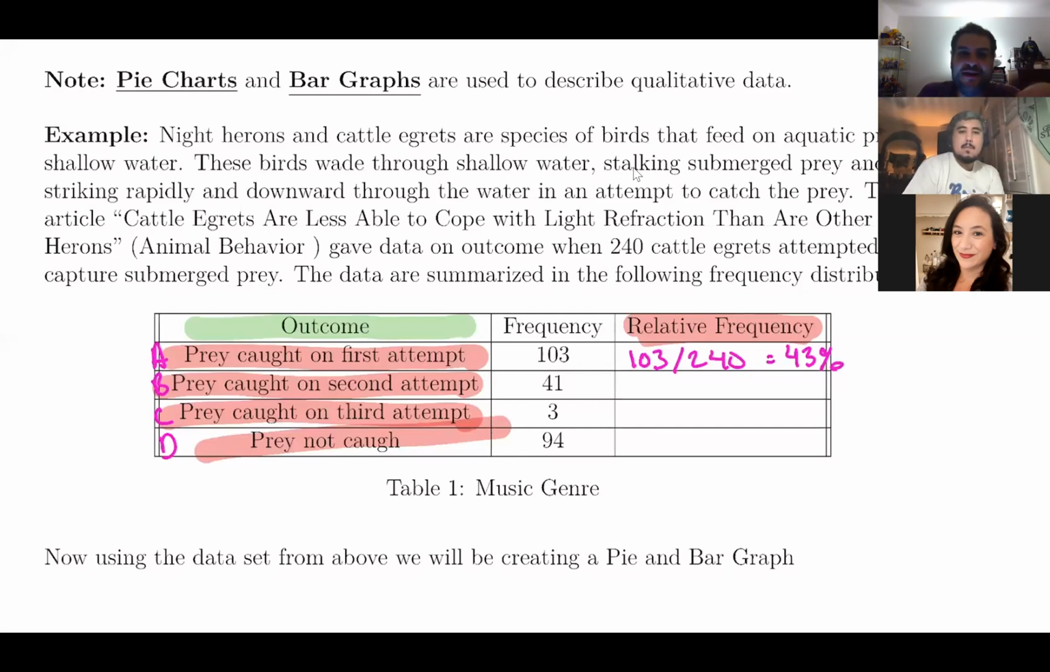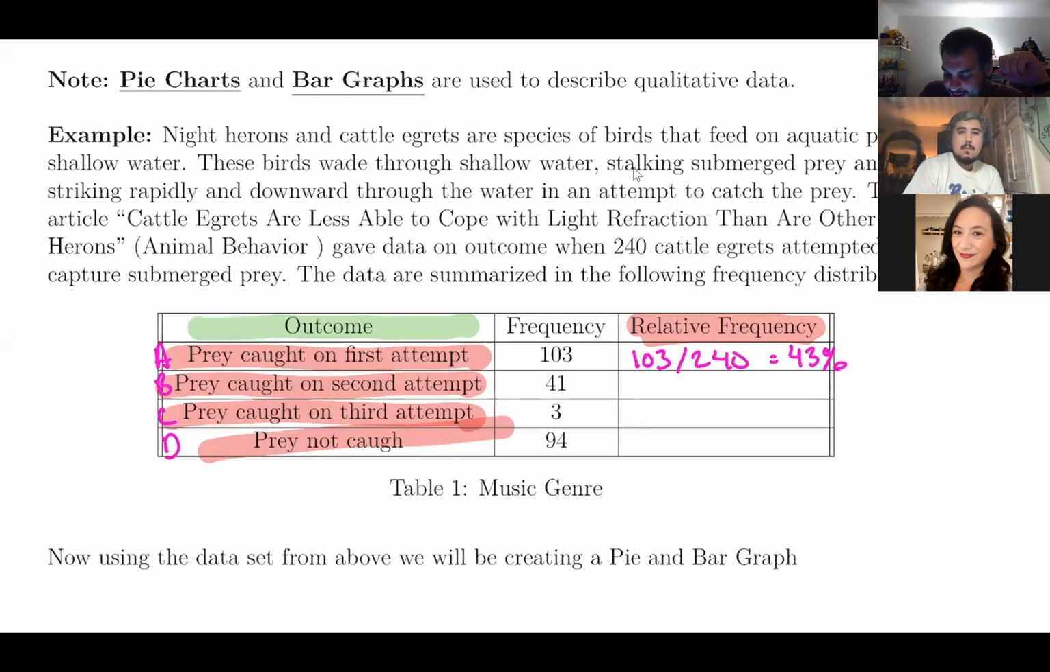All right, so the next one we're gonna do is 41, or prey caught on second attempt. So say 41 divided by 240. For this one, I'm gonna do it on my calculator just to make this a little bit easier. So 41 divided by 240, and you roughly get 17%.